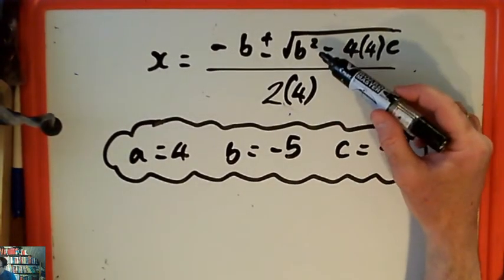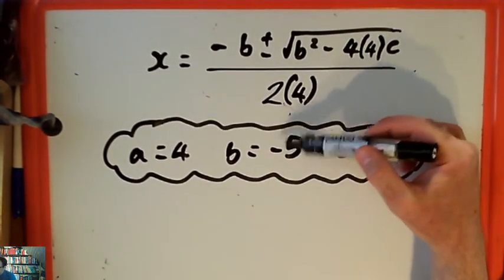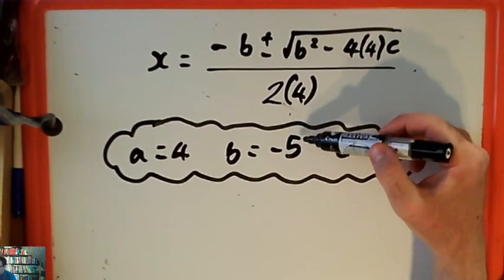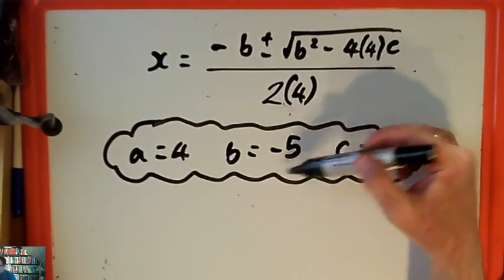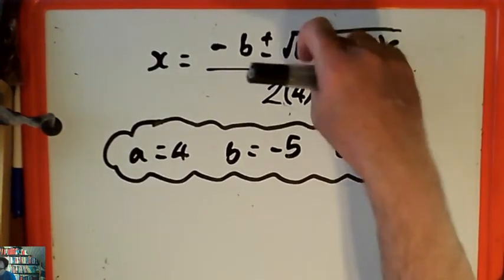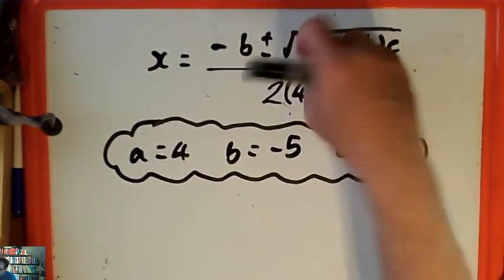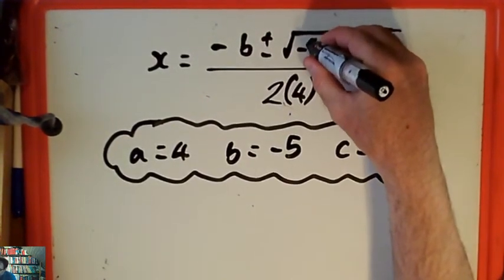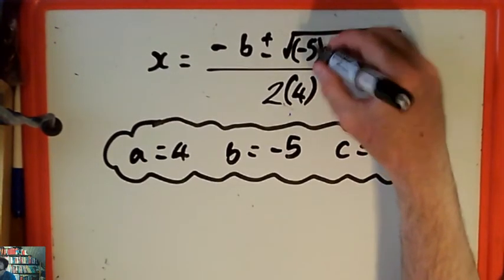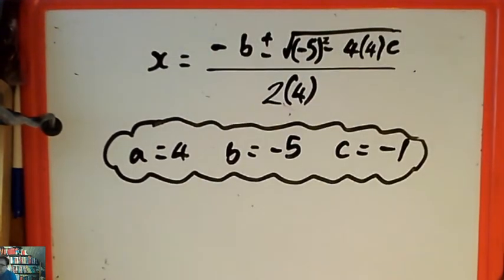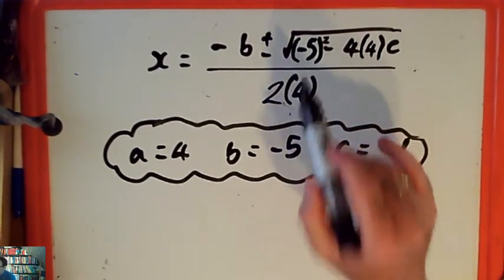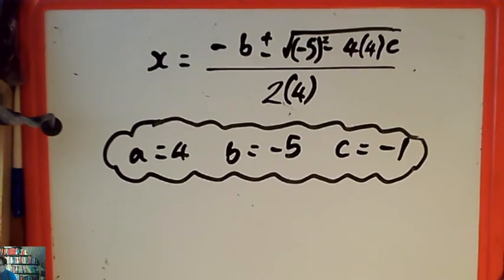B squared. Now we've got to be careful here because b is a minus number and we want to square the minus part of it as well. So when I put that into the formula, it's going to be minus 5 in brackets, and that's all getting squared. Yep, so it's important that the minus bit is getting squared as well.